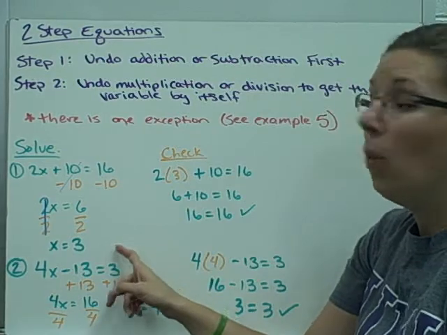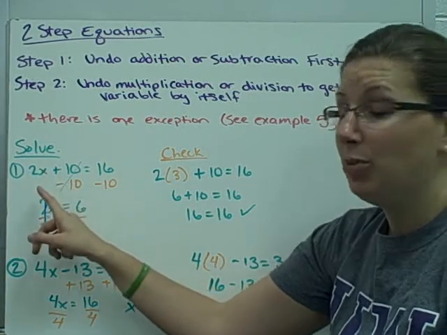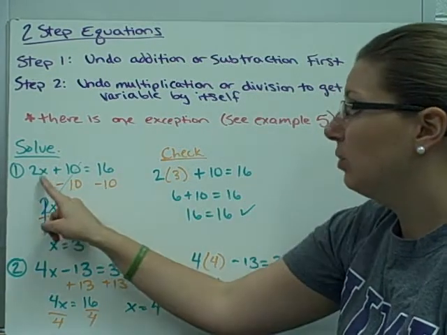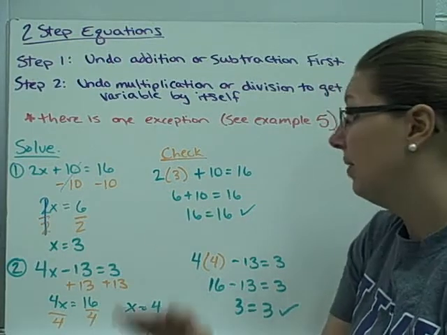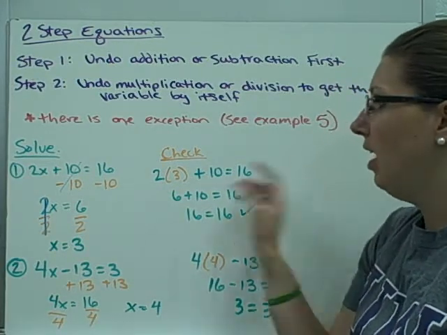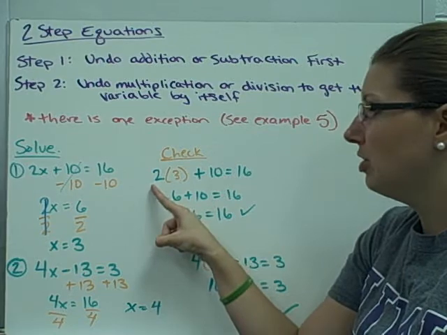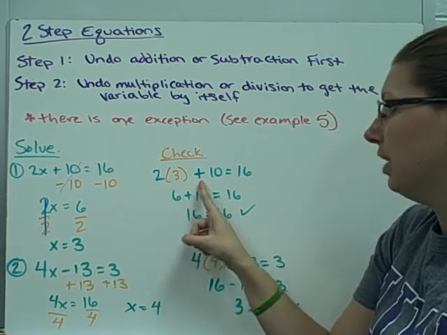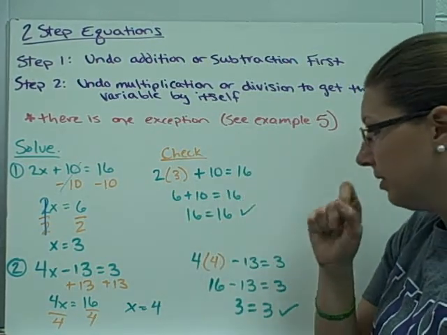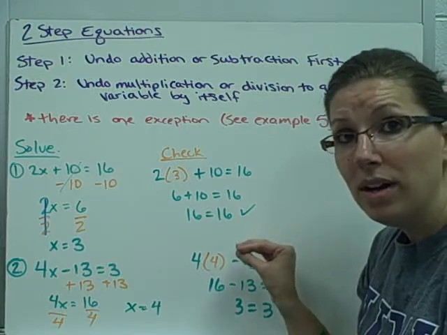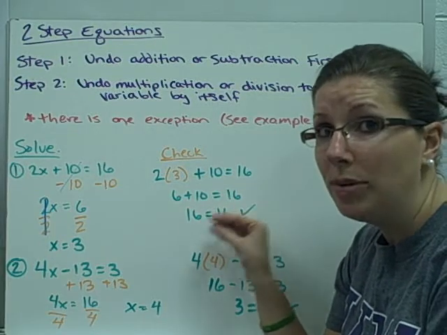I insert 3 where x was in the original problem. So x was being multiplied by 2. So in this case, when I rewrite my work to check it, I do 2 times 3 plus 10 equals 16. When I go through to check my work, I'm going to be using order of operations.